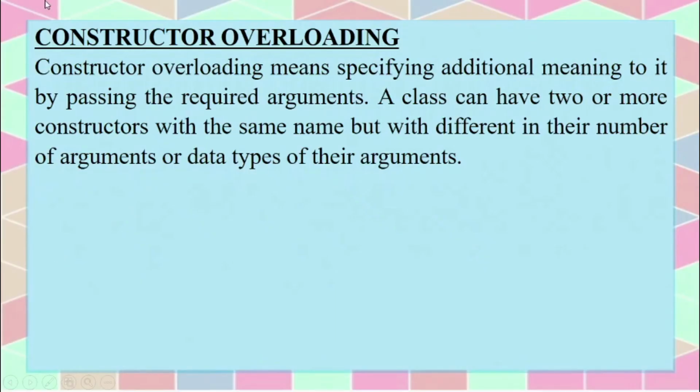Okay. Now let us see the next topic, that is constructor overloading. We have already seen function overloading. Function overloading means two or more functions can have the same name but differ in number of arguments or data types of arguments. Same thing, constructor overloading means specifying additional meaning to it by passing the required arguments. A class can have two or more constructors with the same name but different in their number of arguments or data types of arguments. That is called constructor overloading.